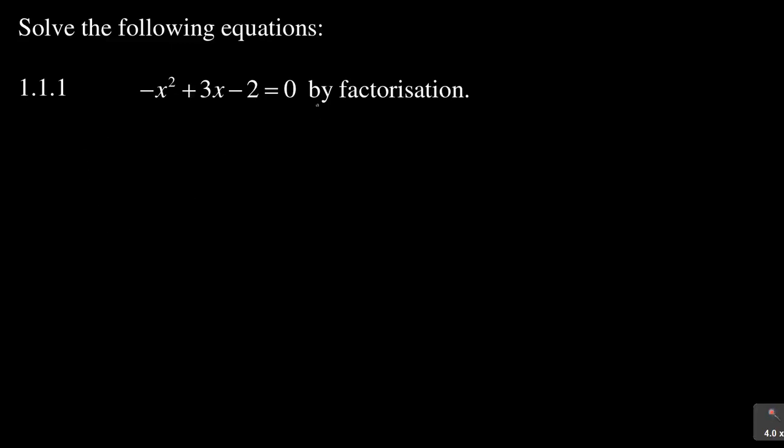They give you a condition there: you need to solve it by factorization. Don't use any other method besides factorization. Now if I write the problem again, you're given minus x squared plus 3x minus 2 is equal to 0. I just don't want to work it differently from this.